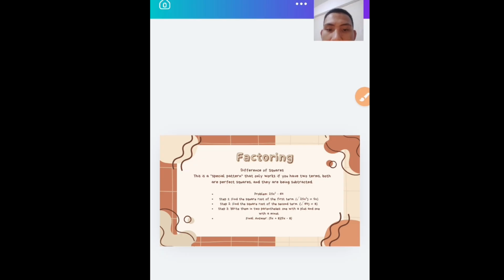Factoring, difference of a square. This is special, that only works if you have two terms. Both are perfect squares and they are being subtracted. So we have a problem. Step 1, find the square root of the first term. And step 2, find the square root of the second term. Step 3, write them in two parentheses, one with a plus and one with a minus.